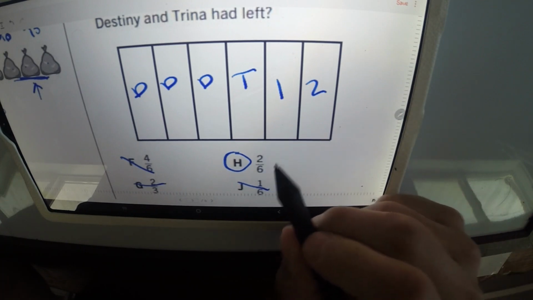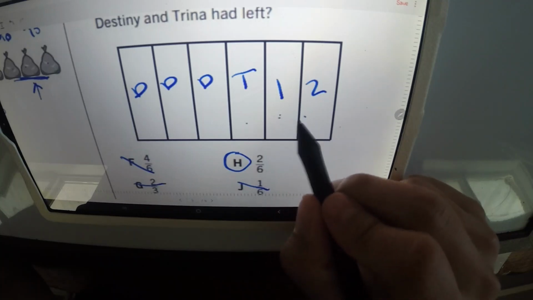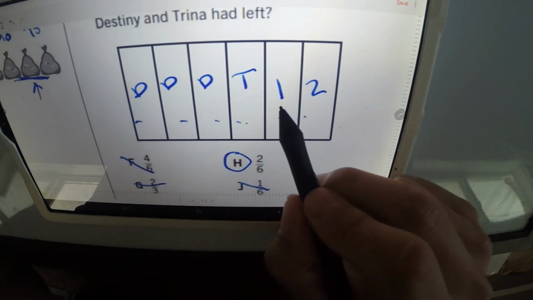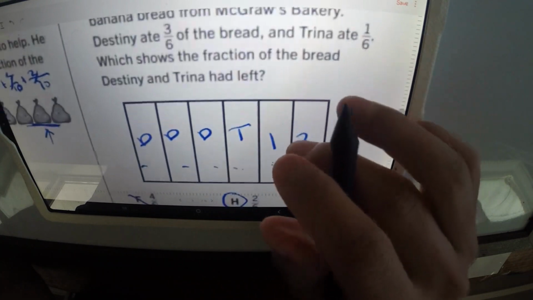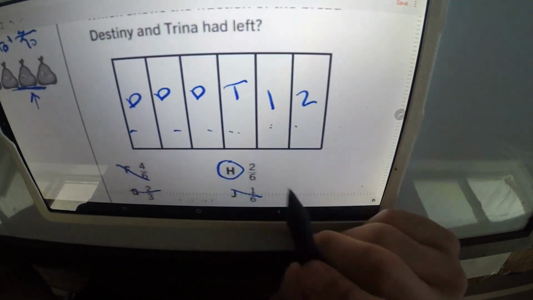2 over 6. So you can see 1, 2 of the 1, 2, 3, 4, 5, 6. 2 out of the 6 are what was left behind. And that's the question they're asking. What was left behind? And this is our answer.